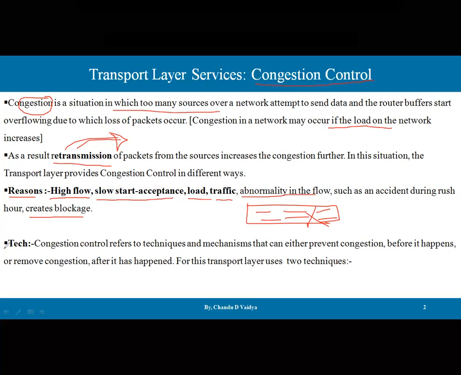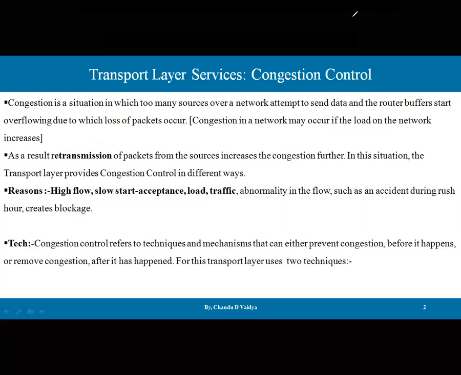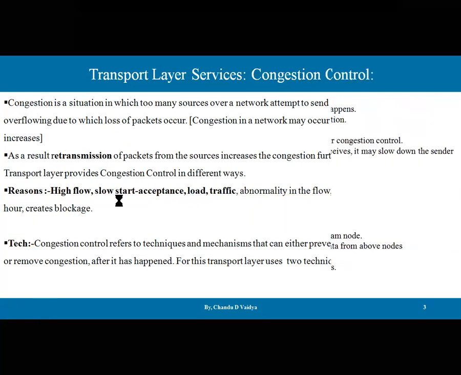Now, there are techniques available. Congestion control refers to the techniques and mechanisms that can either prevent congestion before it happens or remove the congestion after it has happened. So there are two techniques: before congestion happens, some remedy is provided, and after congestion happens, some policies are applied. Let's take them one by one.